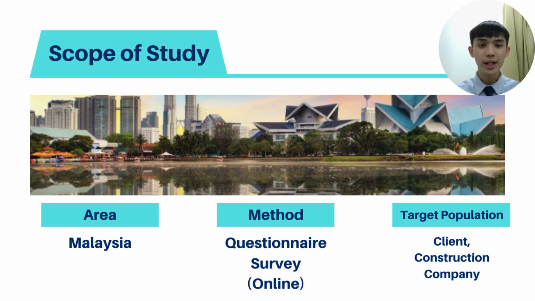My scope of study will be targeted in the area of Malaysia. And the method that we use is questionnaire survey. This is because it is easier for the people to fill the survey and also easier for us to analyze the result. Next is the target population. We will be targeting the client and also construction company, which includes the consultant and also contractor.